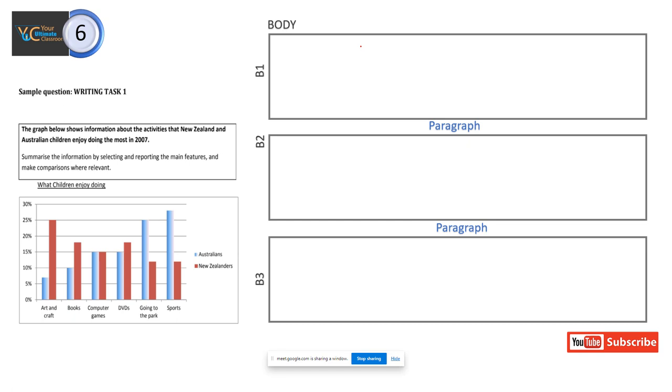So now, with your body paragraph 1, you can see that once we are doing the planning, we said we are looking at the highest. So this is the highest for the Australians. This is the highest for the New Zealanders. So in our first body paragraph, we can compare the highest of Australia to the highest of New Zealand.